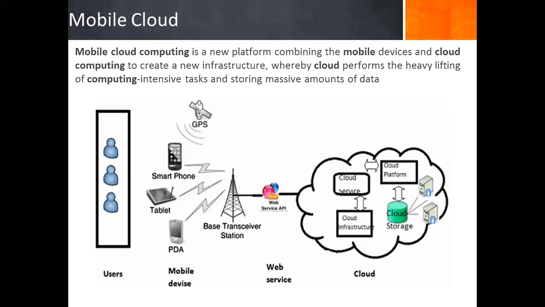On your left side, you have users. To the right, you have mobile devices. PDA stands for personal digital assistant. The tablet is there, the smartphone is there, and the GPS is there. All these three things are not stationary. They have mobility in their environments.